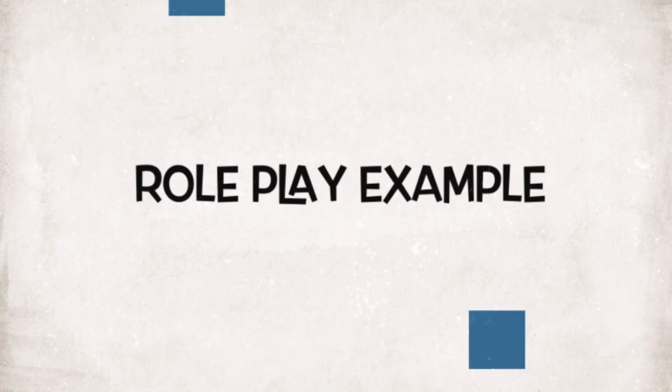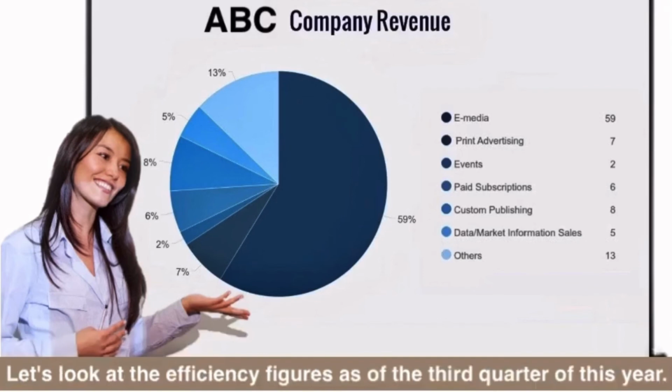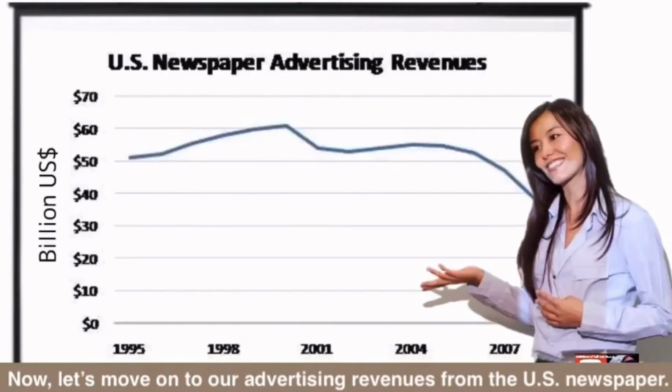Role-play example. This pie chart illustrates how each product, service or department contributes to the company revenue. Let's look at the efficiency figures as of the third quarter of this year. Now, let's move on to our advertising revenues from the U.S.